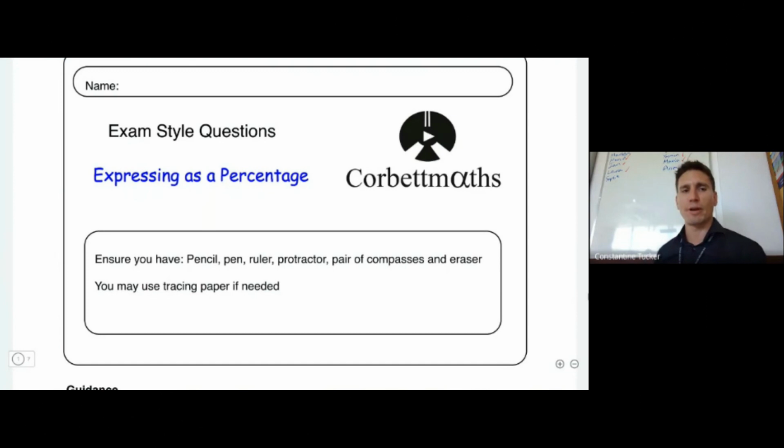Okay, so here we go. We've got paragraph 5b, expressing a quantity as a percentage of another quantity. Let's have a look at an example.